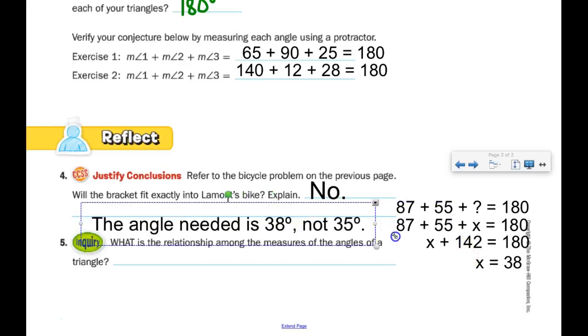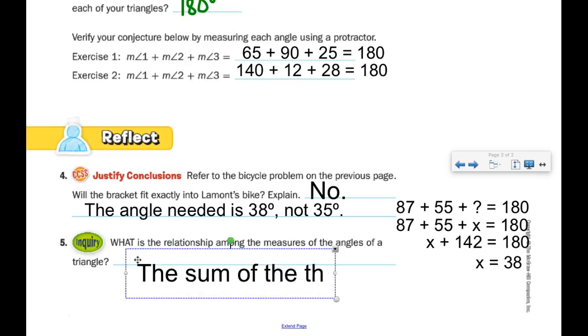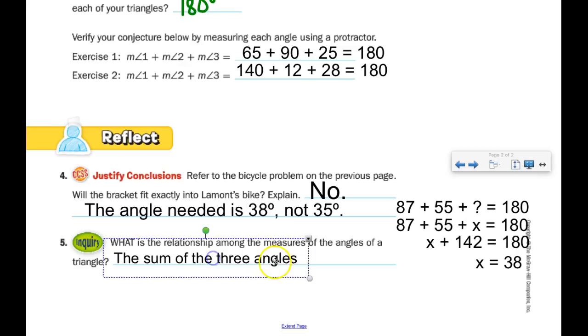Okay, get that so you can see it. And there's your explanation. So then to finally answer the question, what is the relationship among the measures of the angles of a triangle? Okay, how many angles are there? There are 3. And simply put, the sum of the 3 angles of a triangle is 180 degrees. That is a fact. That is a geometric proof that we just helped to show.